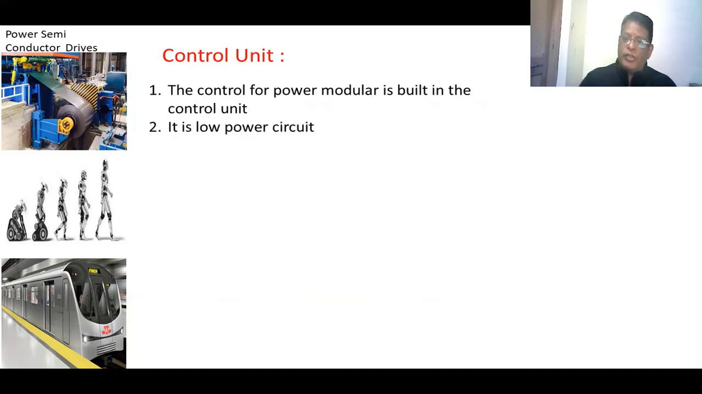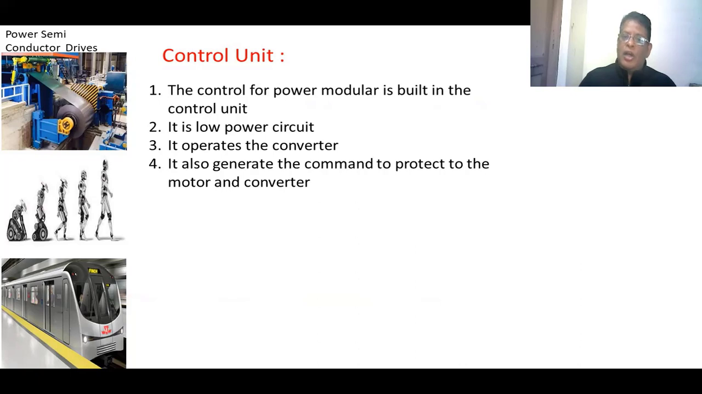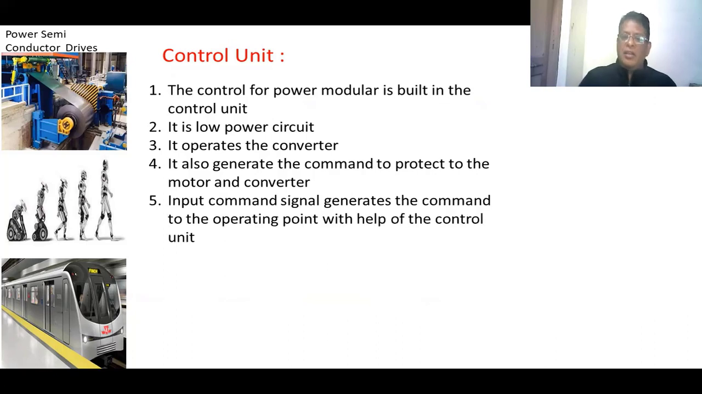It is a low power circuit. It operates the converter. It also generates a command to protect the motor as well as the converter. The input signal to the control unit is generating the command in such a way that it decides in which mode the motor has to operate.